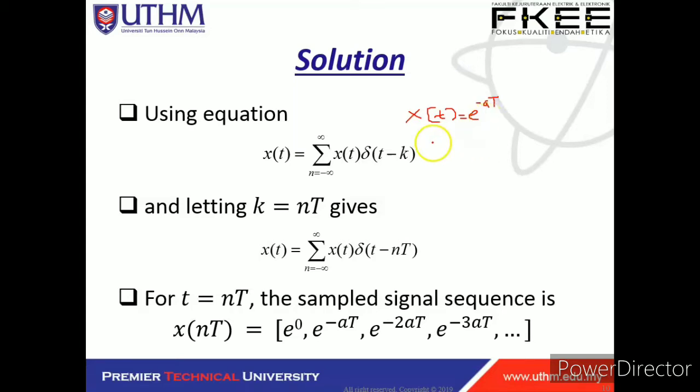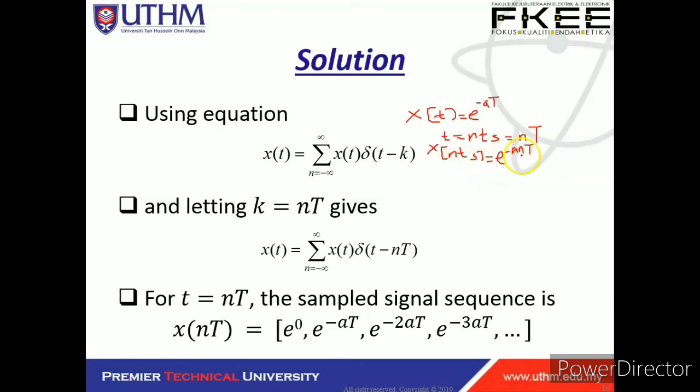Okay, so to transform to the discrete signal, we need to change the t into nTs. Or in this case we represent the Ts as the capital T. Alright, so our x(nTs) will be equals to exponent negative a and capital T. Okay, so this is our equation.